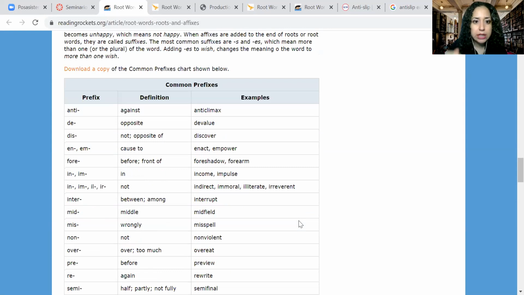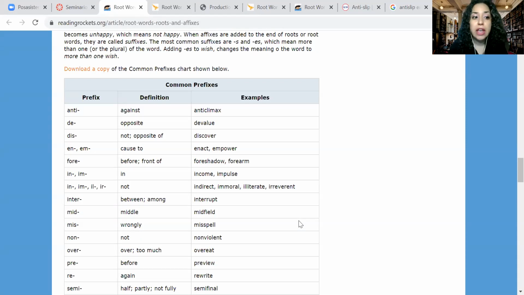And if you keep scrolling down, you are going to have also examples for suffixes. So for example, the prefix, it means that it goes at the beginning of the word. So that means that the root is going to be after. And suffixes are at the end of the word. So that's very easy to understand.